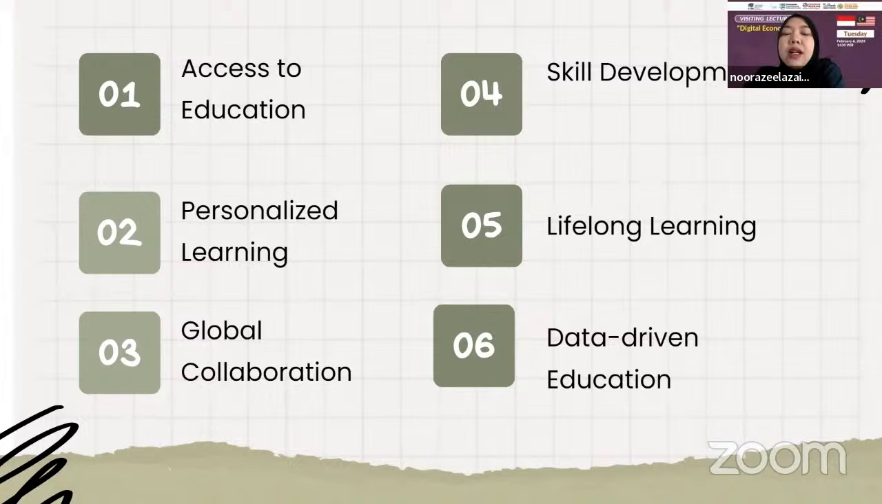Okay, so digital technology has made education more accessible to individuals worldwide. Okay, online courses, virtual classrooms, and digital learning platforms offer the opportunity for people to access educational resources and participate in learning experiences regardless of their location or socioeconomic status.